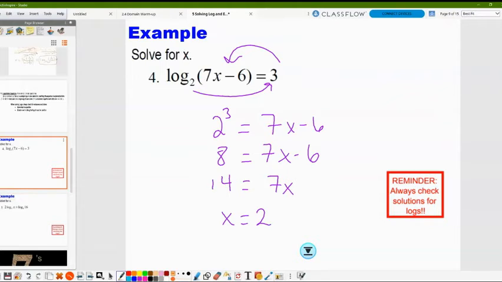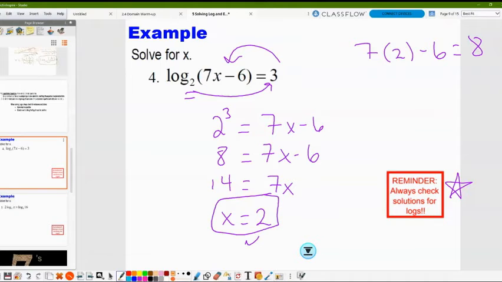Now, before I box that as my final answer, I want to remember to check my solutions anytime I'm solving for a log. So our base must be positive, and it is. It's a 2. And the number we're taking the log of must be positive. Well, the number we're taking the log of is 7x minus 6. So if I check 7 times 2 minus 6, and again, you can do this in your head when you're checking, 7 times 2 is 14, minus 6 is 8, which is still positive. So that will work, and so I can box it as my answer. Okay, let's try another one.